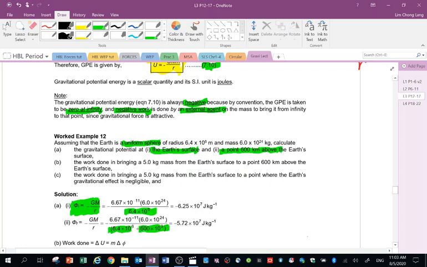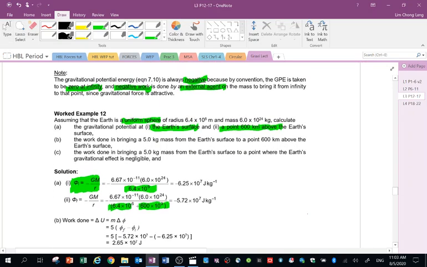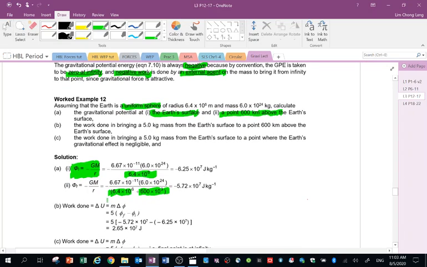Okay, and then you need to recall this equation. You want to find the work done in bringing a 5 kg mass from the Earth's surface to a point 600 meters above the Earth's surface.